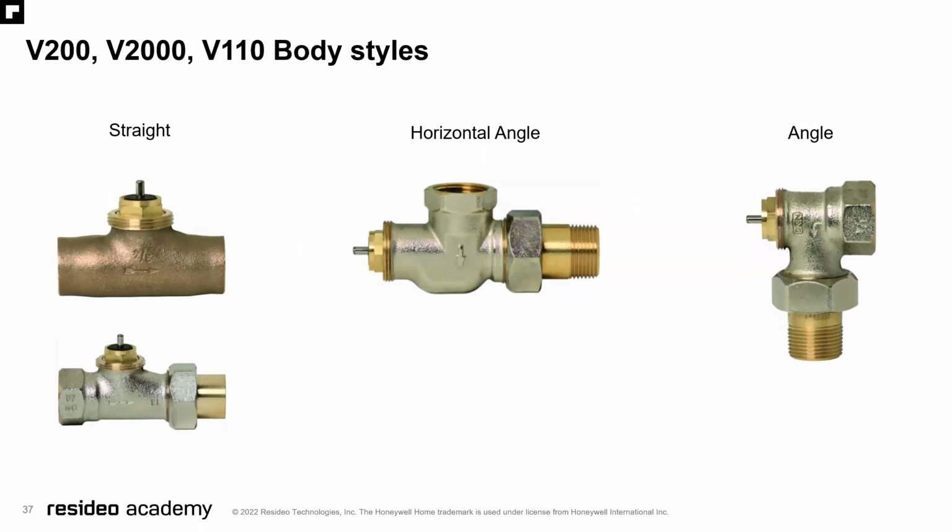The V200, 2000, and V110 body styles. What body you would use would depend on the application and how the fixture is piped in. In the case of a replacement body, you try and match what was there. In the case of a new install, the application designer would have an opinion on which valve to use. The V200s and 2000s are the standard size. The V110 is the high capacity. The other difference between them is the heads that they take. They do have a different assortment of radiator actuator heads that go to them.